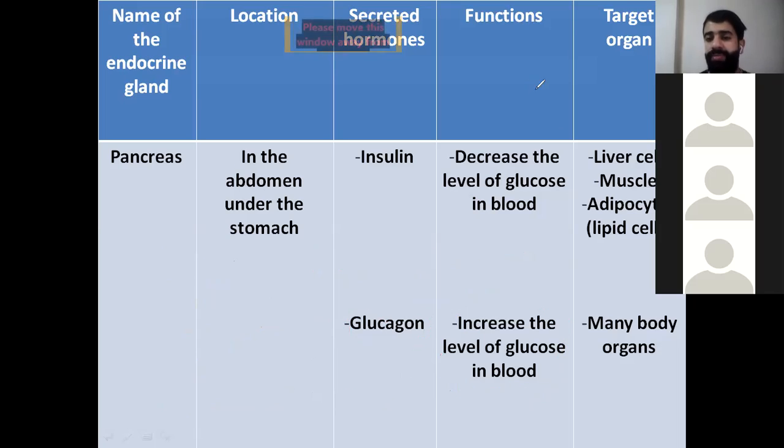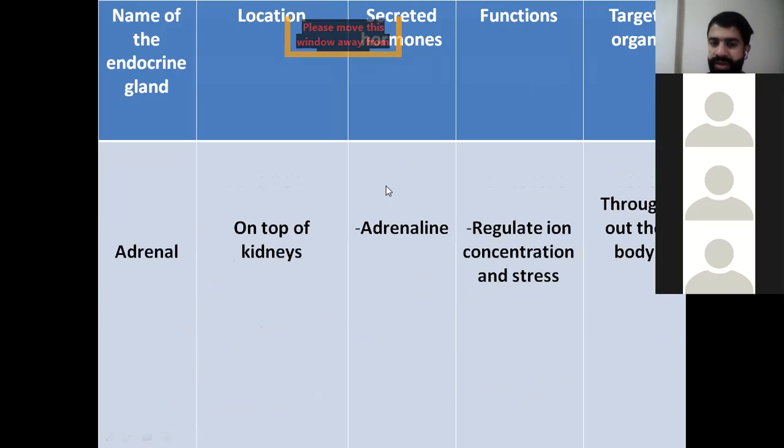So this is about the pancreas. The pancreas secretes two hormones, as a revision. Thank you, Yaqub. It secretes two hormones, insulin and glucagon. Both of them have different functions. Insulin decreases the level of glucose in the blood, while glucagon increases the level of glucose in the blood. Moving now to the adrenal glands.